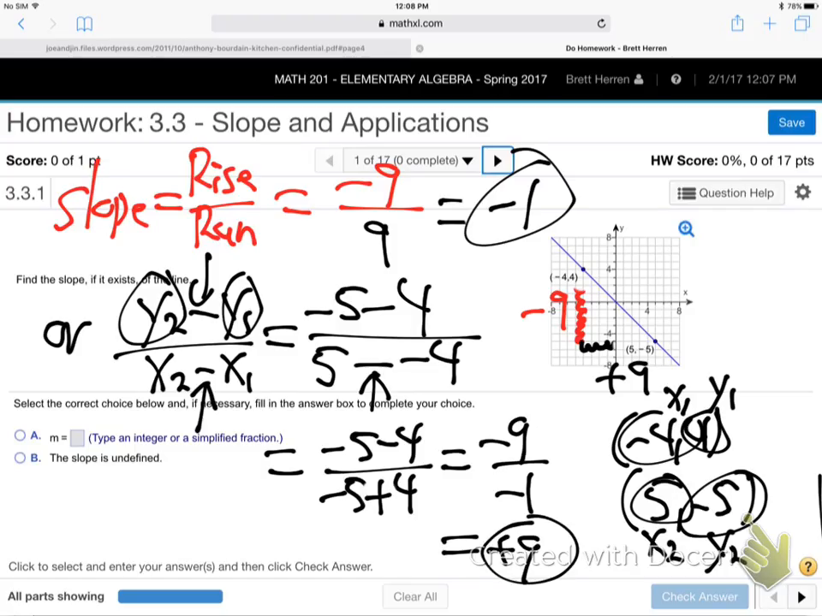Hey, what happened? What did I do wrong, guys? y2 minus y1 over x2. Oh, what? I made this a -5 and it never was. Thank you. That's a 9 on the bottom. Boy, that's crazy. Sorry, I was just testing you. All right, 9. So that's -1. Same answer. It's important we get the same answer.